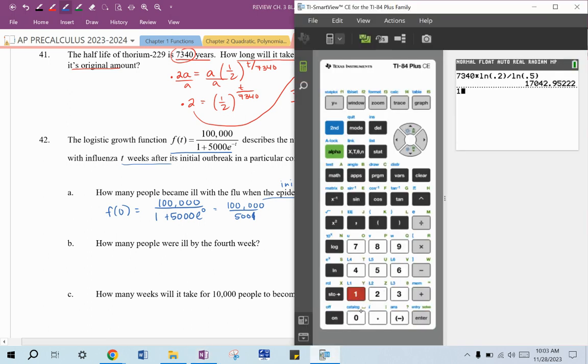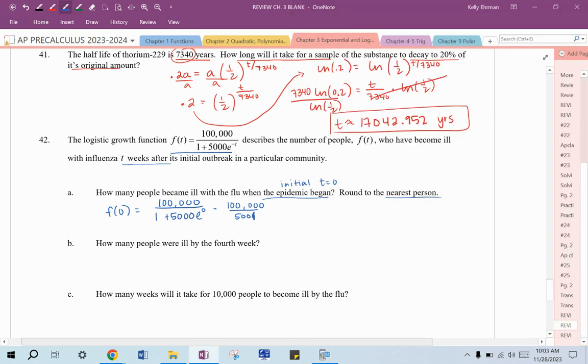So let's see what that is. 100,000 divided by 5,001. Okay, so about 20 people. Okay, so that's what we're starting with. How many people were ill by the 4th week? So that's asking you to find f of 4.